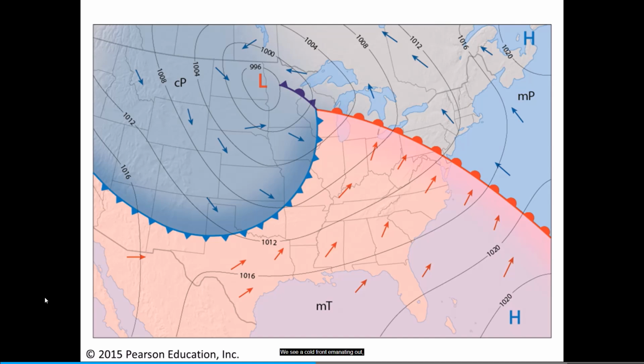We see a cold front emanating out, moving along toward the east and northeast. A warm front is moving there as well. Of course, the warm front is slower moving than the cold front.